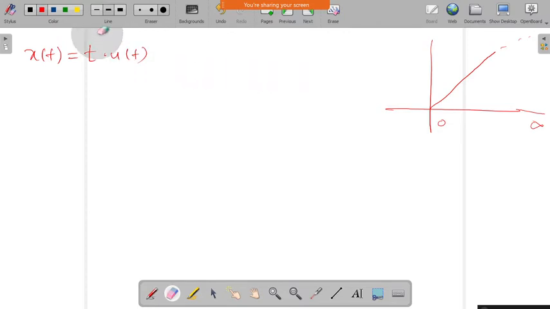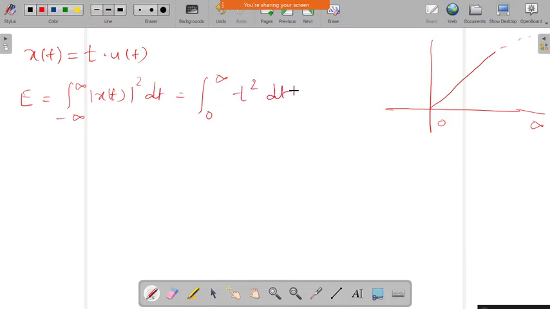We have to find out whether it is an energy signal or a power signal. First we need to find whether it is an energy signal or not. x of t whole square into dt, from minus infinity to plus infinity. Our given signal is multiplied with u of t, so we get 0 to infinity t square into dt. If you integrate this, t cube by 3 from 0 to infinity. Now if I substitute infinity here, it will give an infinite value. So the given signal is not an energy signal.